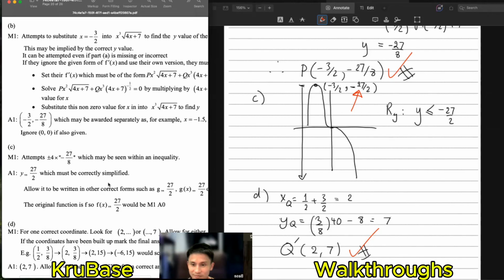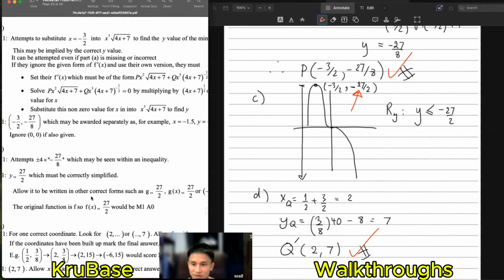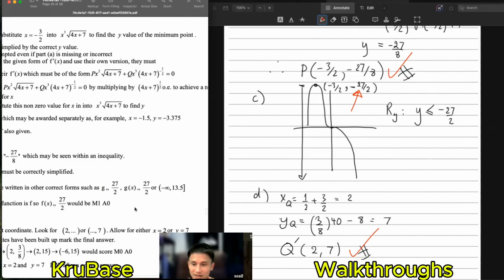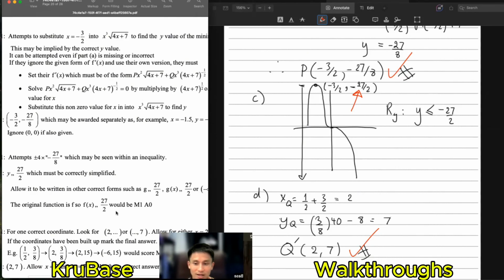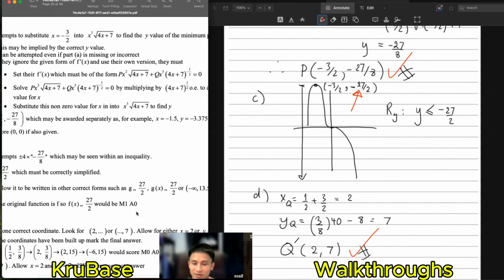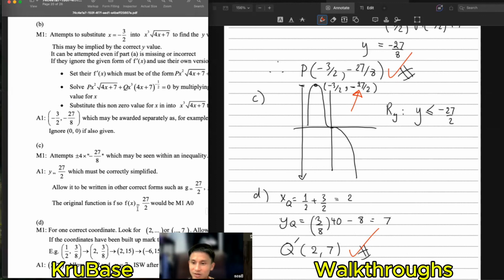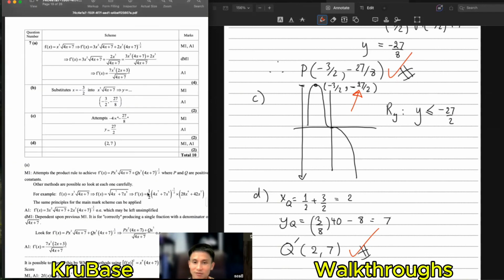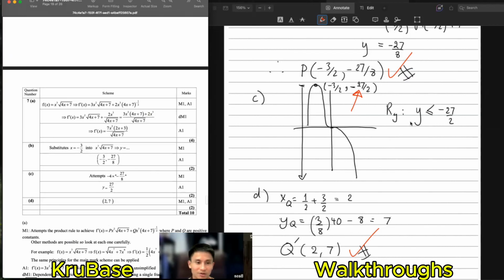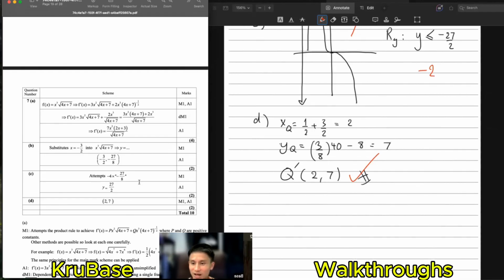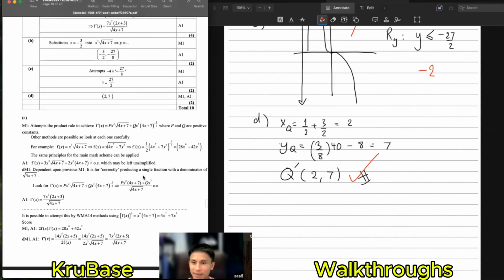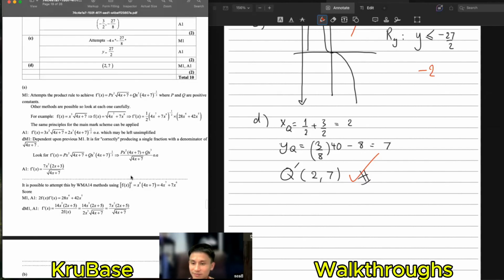Allow it to be written without the correct form, such as that original function. So if x, that would be M1. Yeah, I got it. So I wait, what? No, no, hang on. No. Okay, I'm gonna be harsh here. I'm not gonna give myself marks for that because I didn't show any attempt to do that. So I'm gonna lose 2 marks here. Okay, fine. Yeah, at least I got that part right.